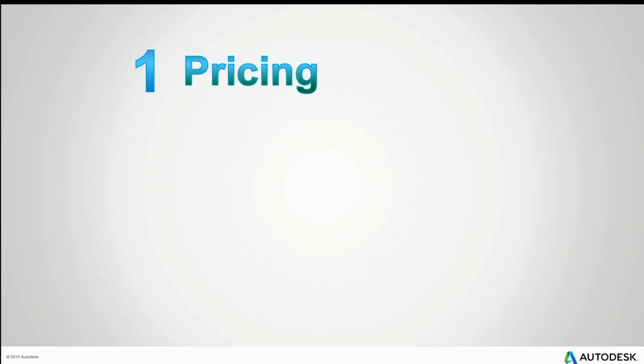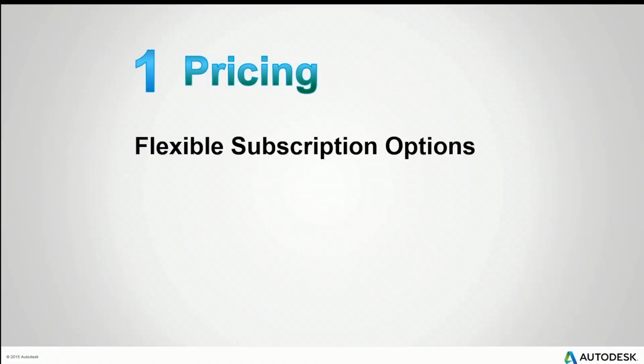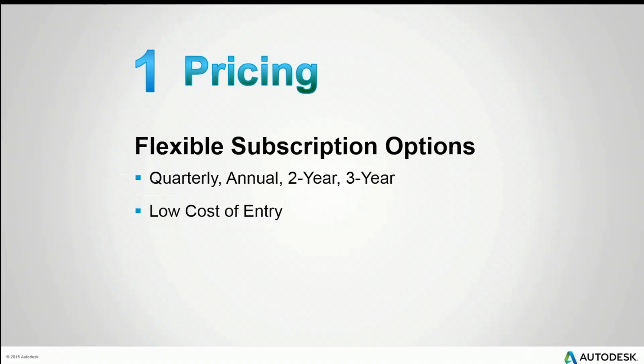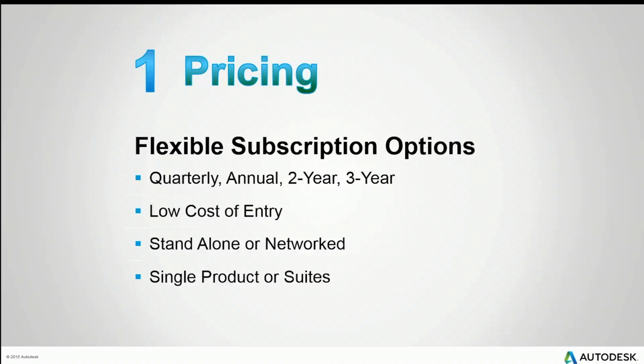And number 1 on our list is pricing. Many flexible subscription options available to you, including quarterly, annual, 2 and even 3 year subscriptions. This offers a low cost of entry, so you don't have to buy a $7,000 product for somebody who might only use it for 6 months. Subscriptions can be either standalone or networked, same as what you have now, and it can be for the single product of Civil 3D or for the Infrastructure Design Suite as well.